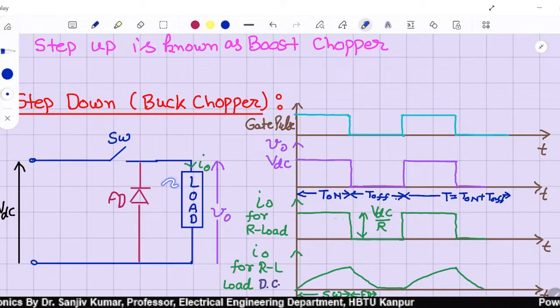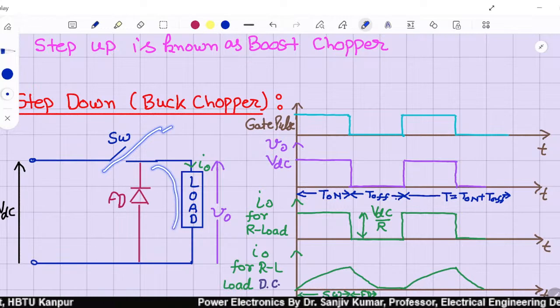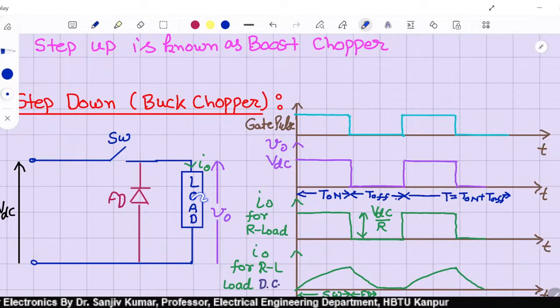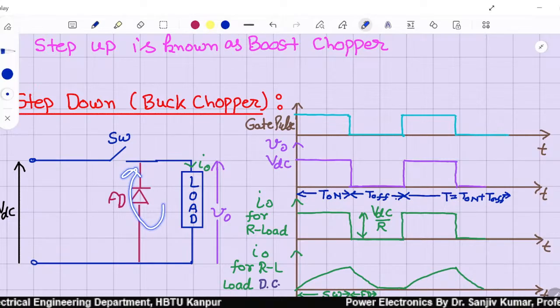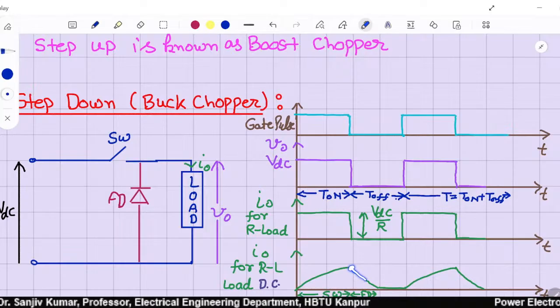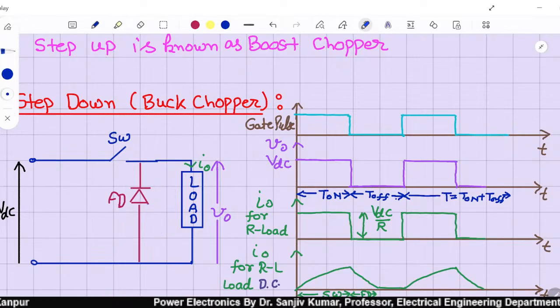But if it is an RL type load, then after we turn off this switch, the current will flow like this, because the inductor, which is part of the load, will develop a polarity in such a way that this diode comes into forward bias. The inductor tries not to decrease this current, so it will develop a voltage in such a way that current flows through this diode. It is flowing through this freewheeling action like this.